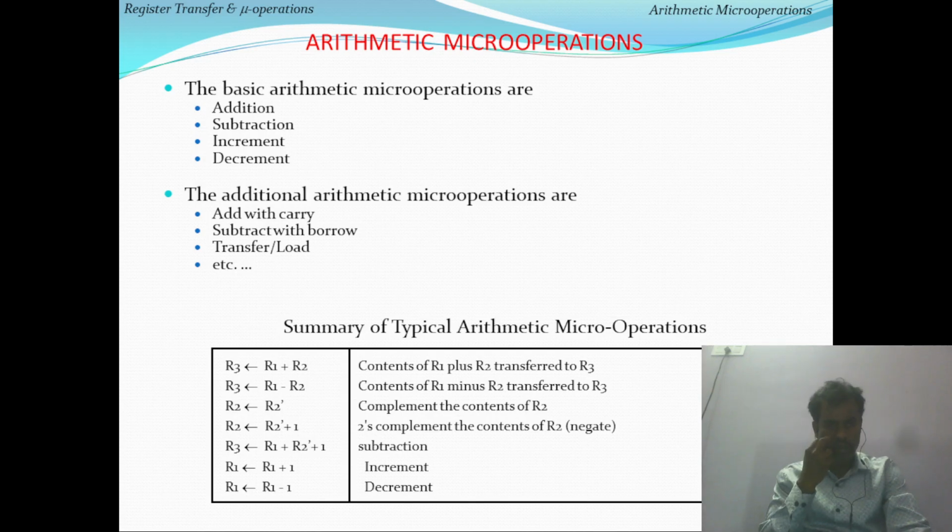Similarly R2 minus R1 or R1 minus R2 can be performed, and that will be transferred to R3. R2 complement: the complement of R2 is stored again in R2. And R2 bar plus 1 means the 2's complement of it. You can call it the negate operation; NEG is the instruction used in assembly language. Generally R1 minus R2 can be performed using 2's complement addition, R1 plus R2 bar plus 1. Increment is R1 plus 1, and decrement is R1 minus 1.